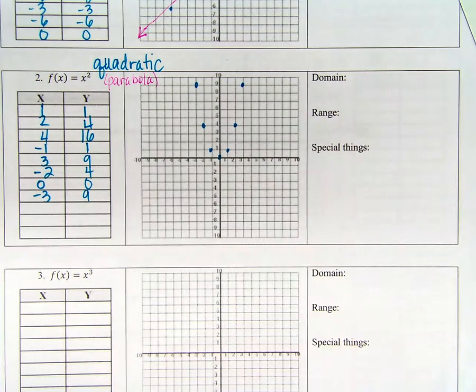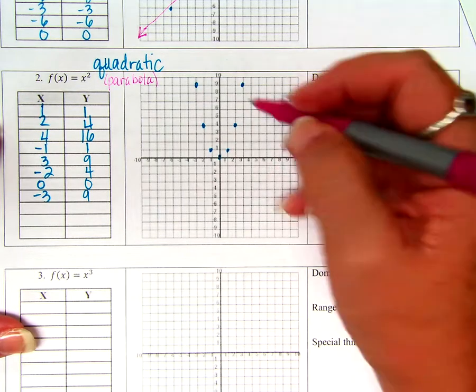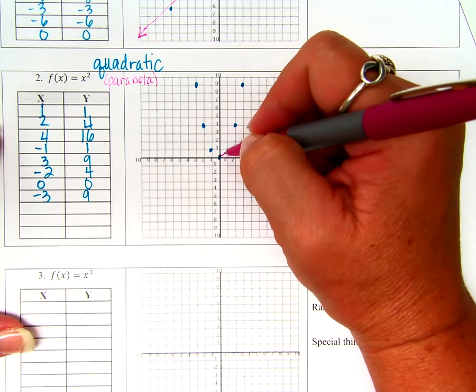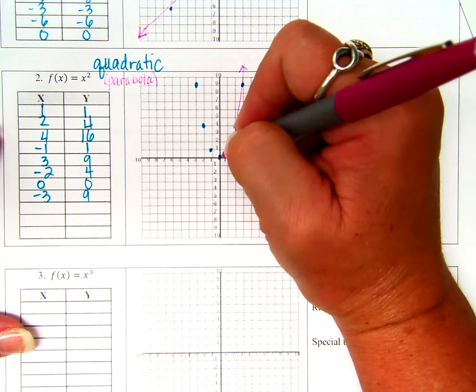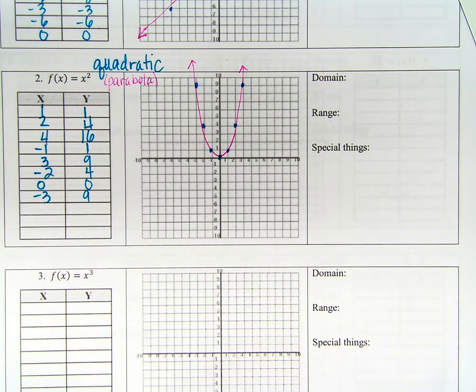Remember, we're not playing dot to dot. This is a function, and it's kind of a curved kind of thing, okay? Like that. So, are we ready for domain?